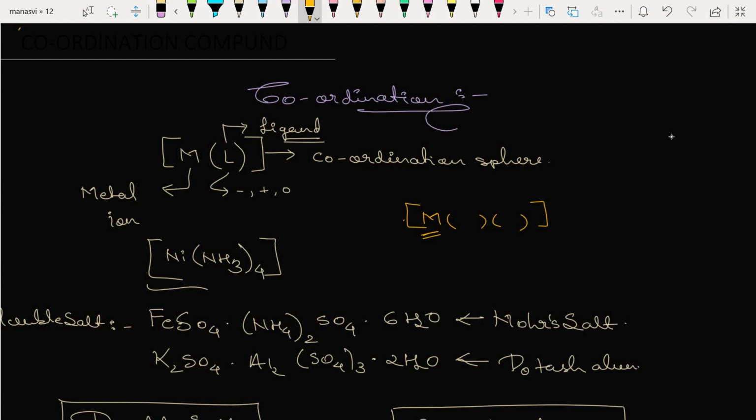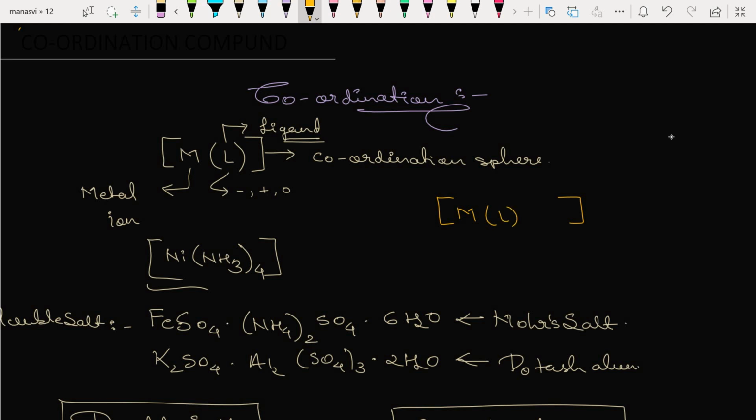Hello everyone. Now let's see the IUPAC nomenclature of coordination compounds. Before jumping on to the IUPAC nomenclature, let's briefly review what a coordination compound actually is. A coordination compound consists of a coordination sphere that is represented by the bracket. Inside the bracket comes a metal followed by the ligands.